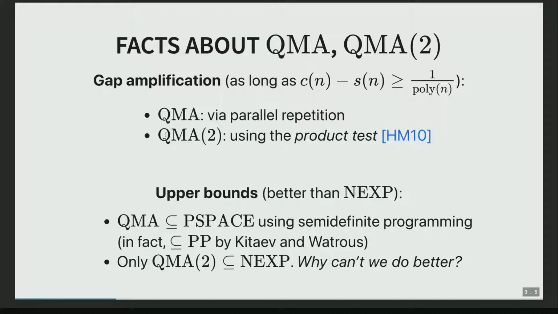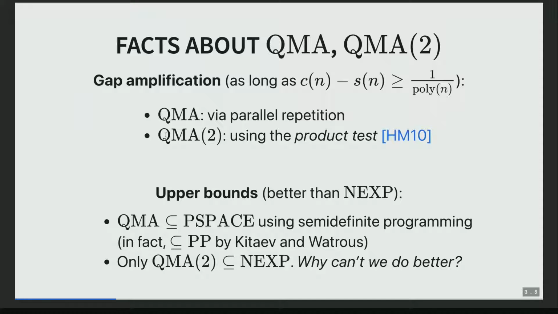And the question is, why can't we do better? Can we do better was the question, I think, for a long time. And now maybe the question is, why can't we do better? Maybe actually this QMA2 is super powerful. Maybe it's equal to NEXP. Questions so far?